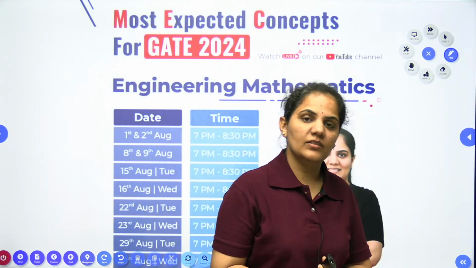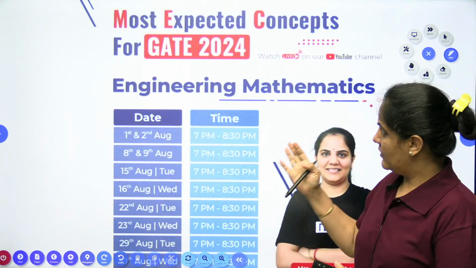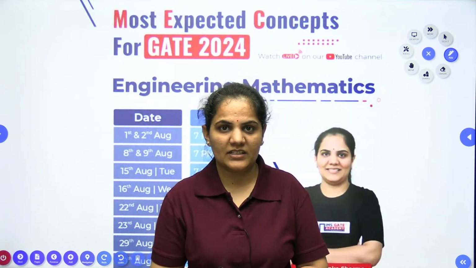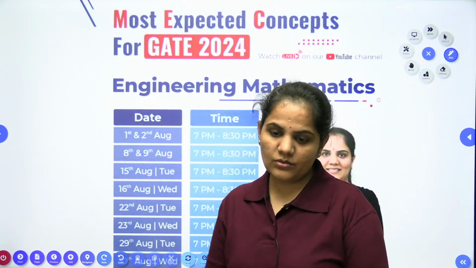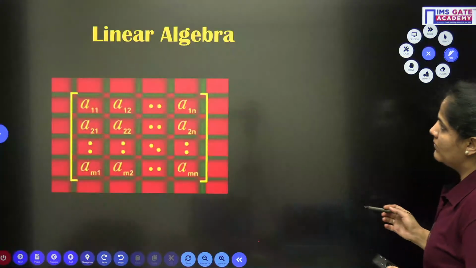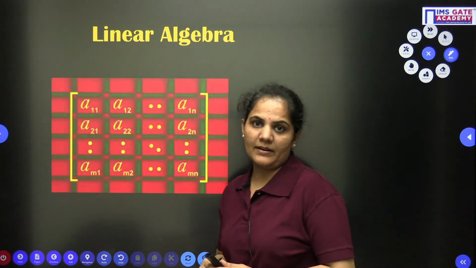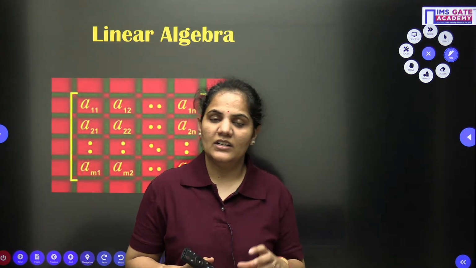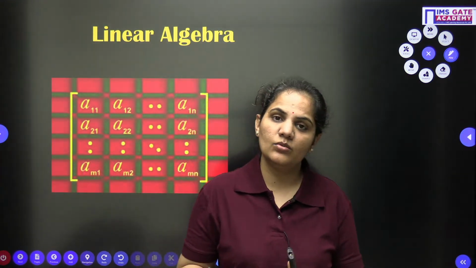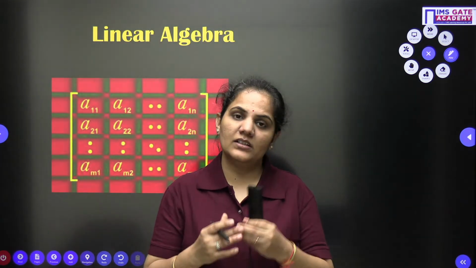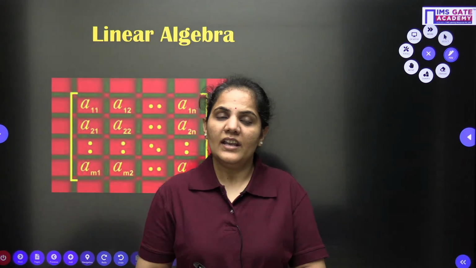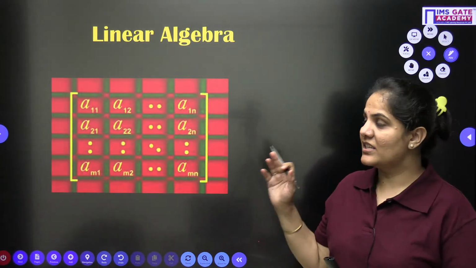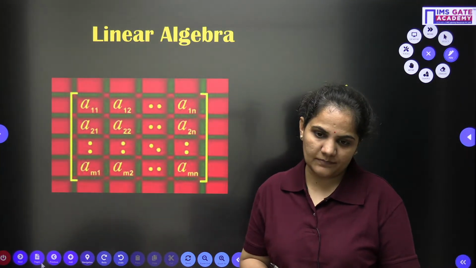Here in this series, we already started on 1st and 2nd August most expected concepts of engineering mathematics, right? Today we will continue the same thing from the most expected concepts of linear algebra. We had a discussion on the concepts related to determinant and inverse. Now in this session we will continue that topic, and here we will discuss the new topic, which is system of equations, linear system of equations.